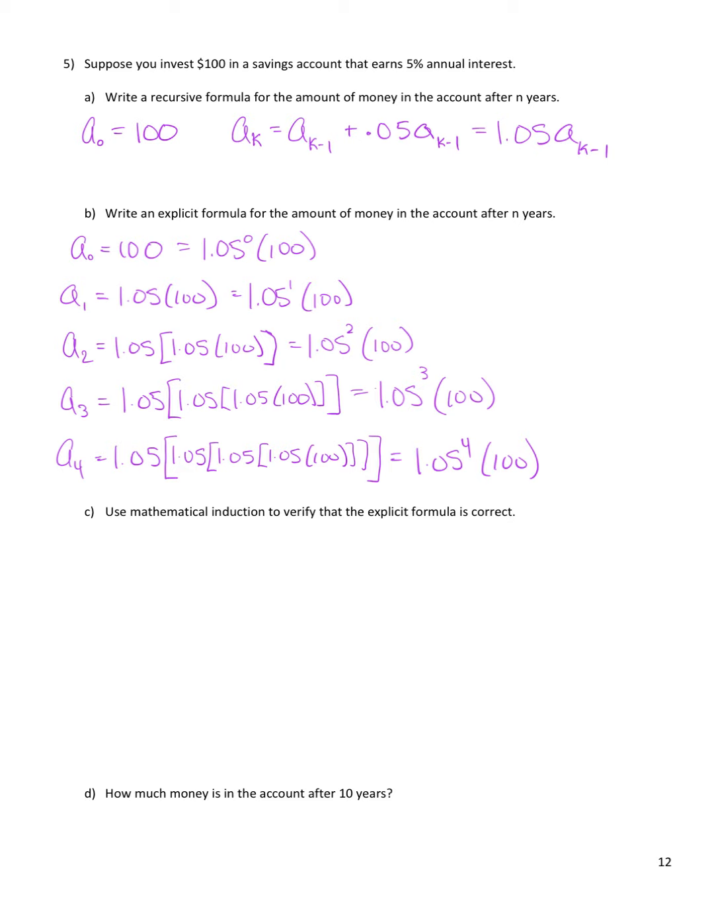So my guess for a sub k or a sub n would be, let's look at what's changing: the exponent. Every year is 1.05 to a power times 100. And the power always matches the subscript: 0, 0, 1, 1, 2, 2. So if my subscript is n, then my formula would be 1.05 to the n times 100.